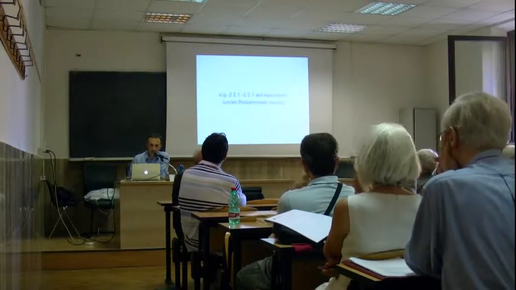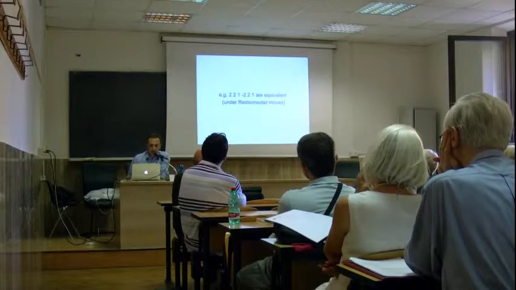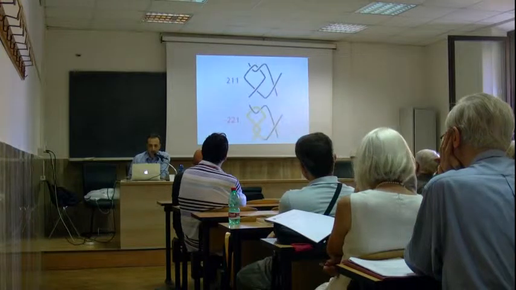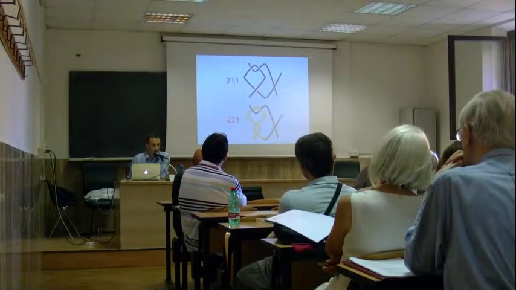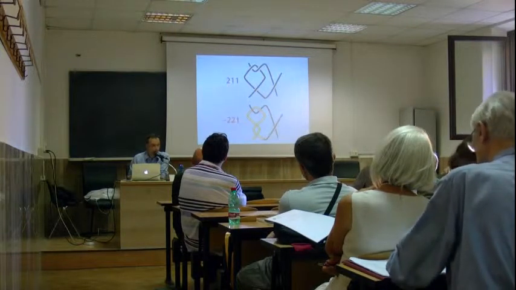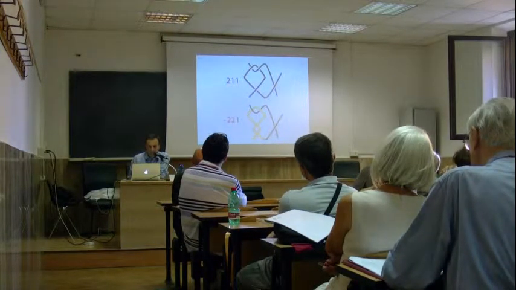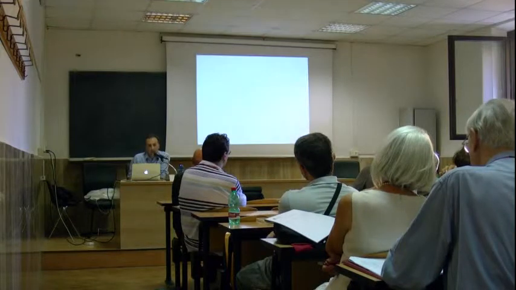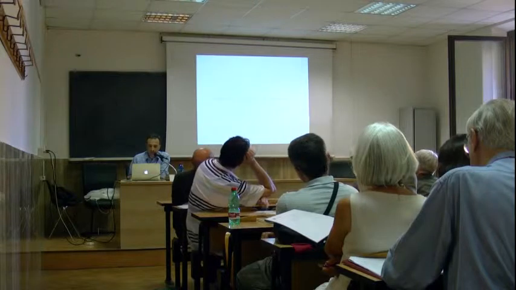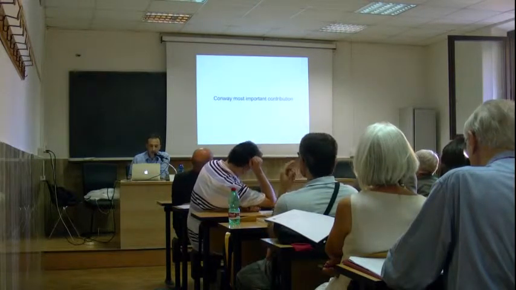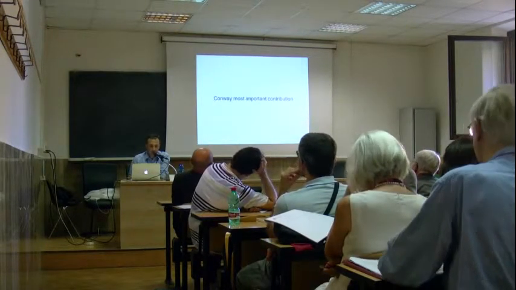For instance, these 2 tangles are equivalent under Reidemeister moves. Here you can see the picture. 2 1 1 and minus 2 2 1, which are two different notations, are the same knot. You can switch the yellow part of the second knot to obtain the first one. So that means that notation is not a complete invariant, but from this, Conway obtained his most important contribution to knot theory.